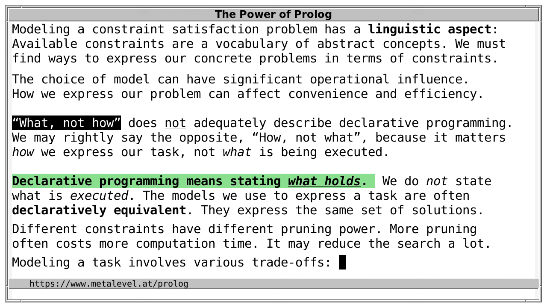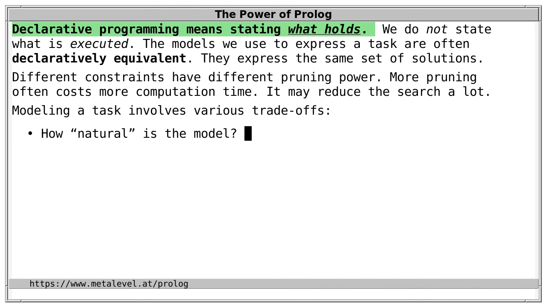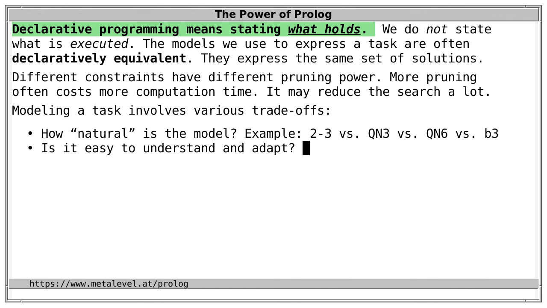And modeling likewise involves various trade-offs, such as how natural is the model. For instance, how do we denote a square? We use coordinates like 2, 3. And there are also other options which were used in practice in the history of chess. And for example, to a chess expert, some of these notations may seem a lot more natural than others. Also, is the model easy to understand and adapt?